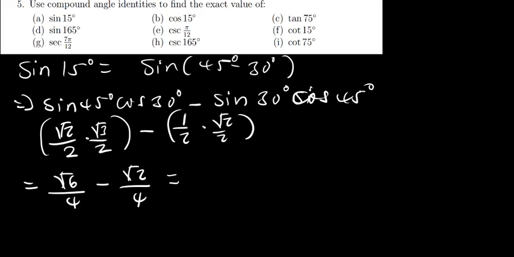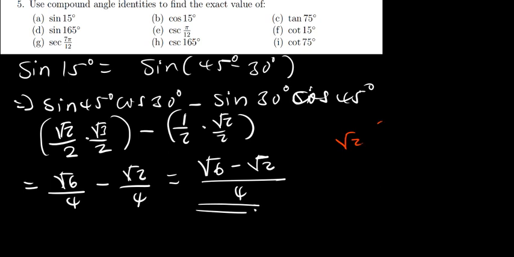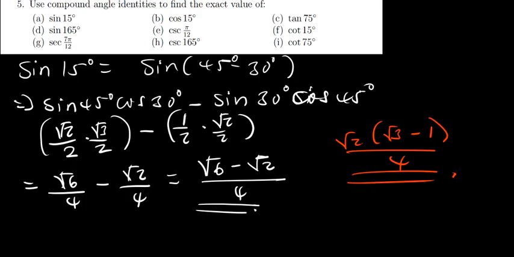The denominators are the same, so we combine the numerators. We end up having root 6 minus root 2, then we divide this by 4. I'll end there. Another person can go ahead and factor out root 2, so here you remain with root 3, here you remain with 1, then you divide by 4. It's basically the same thing, but don't waste time, just end there. So that's the answer.